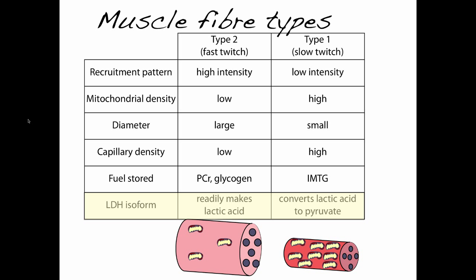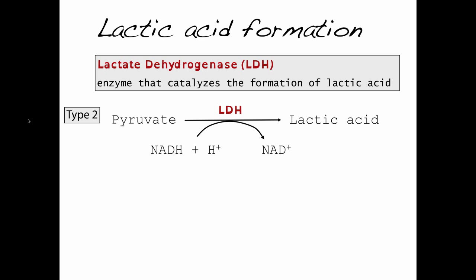Finally, let's look at the LDH isoform. Recall, this is the enzyme that speeds up or slows down the formation of lactic acid. There's more than one form of lactate dehydrogenase. The way this enzyme is expressed is different between type 2 and type 1 muscle fibers. So recall, lactate dehydrogenase is the enzyme that catalyzes the formation of lactic acid.